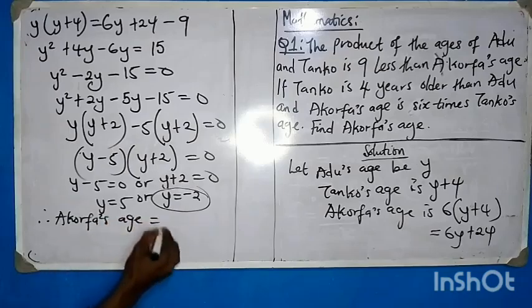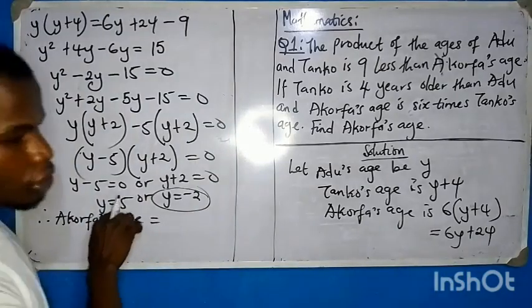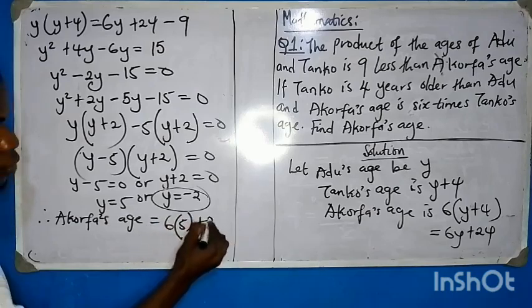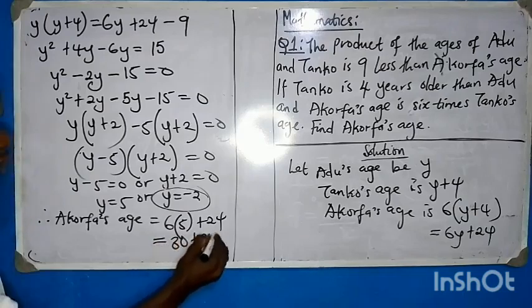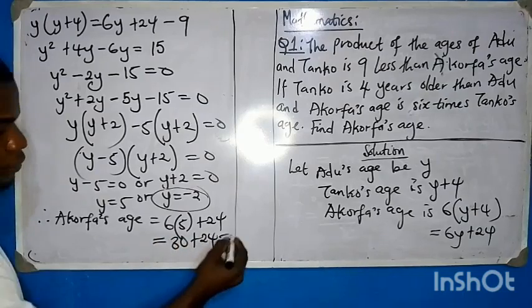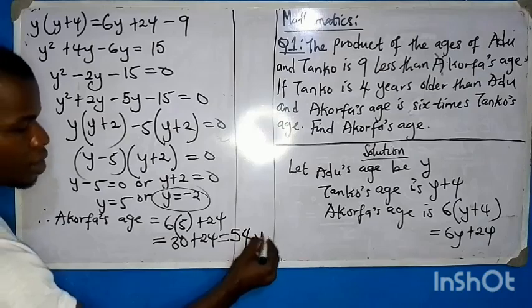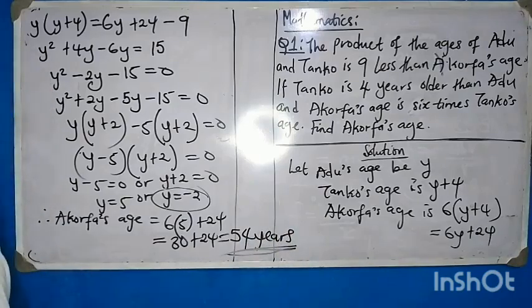is now equal to, where you have y, you change it to what? 5. Remember, change it to 5. So that will give us 6 times 5 plus 24. So that will give us 6 times 5, which is what? 30, plus 24. So that will give us 54. So Akofa is 54 years old. That's the solution to the question.